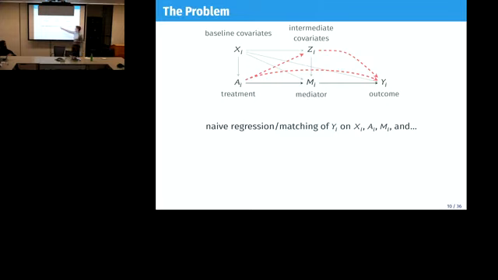if we take a naive regression or matching approach where we regress Y on X, A, and M, right? So that post-treatment variable, we want to control for that. That's the intuition. We have two different decisions about what we could do with the Z's, the intermediate covariates. We could omit them, on the intuition that they are post-treatment variables, and we shouldn't include post-treatment variables.